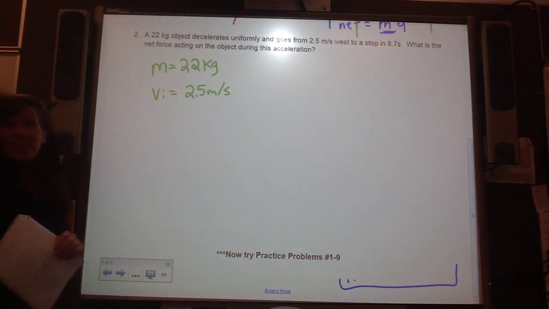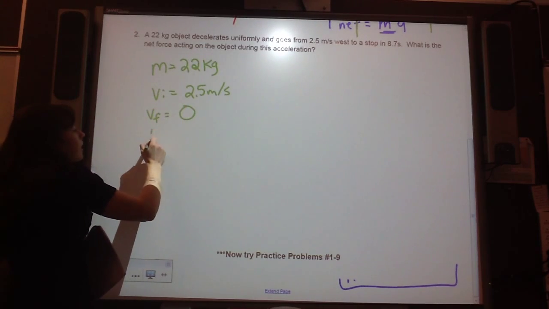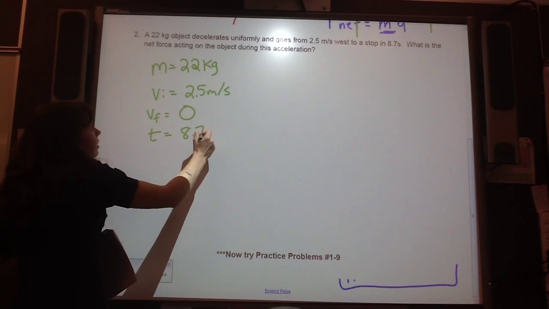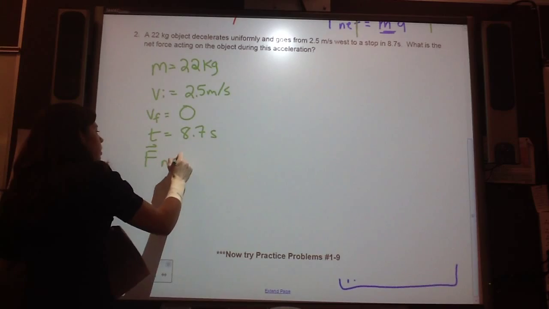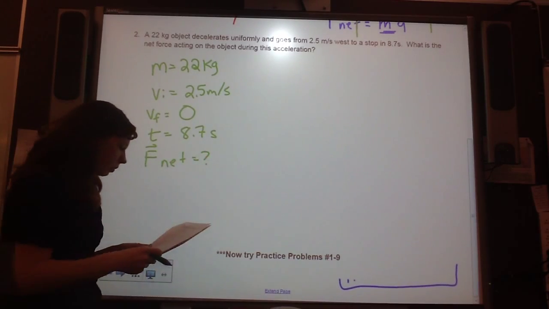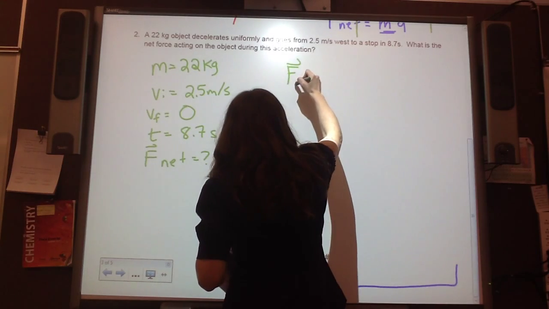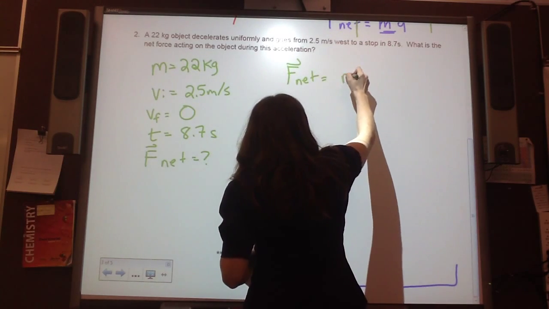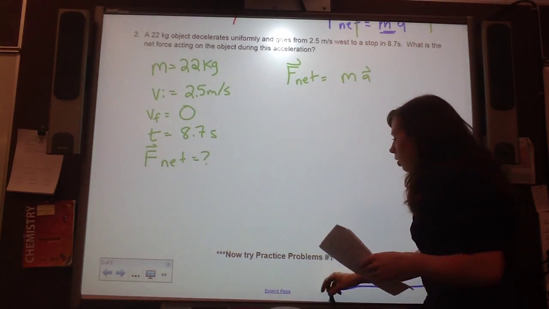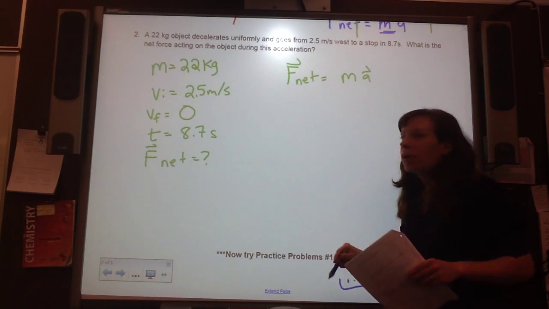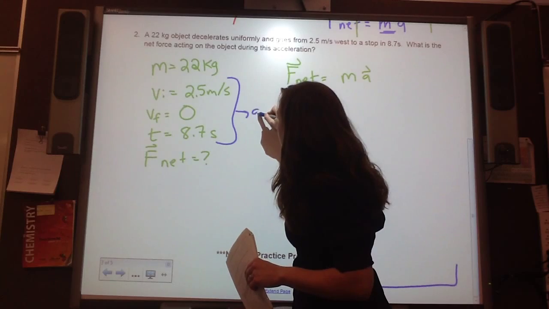And it says it comes to a stop, so we know that its VF is 0. And the time it took to do that was 8.7 seconds. And we're asked, what is the F net? So if F net equals m times a, we don't have a, but we have a whole bunch of other stuff that could give us a.